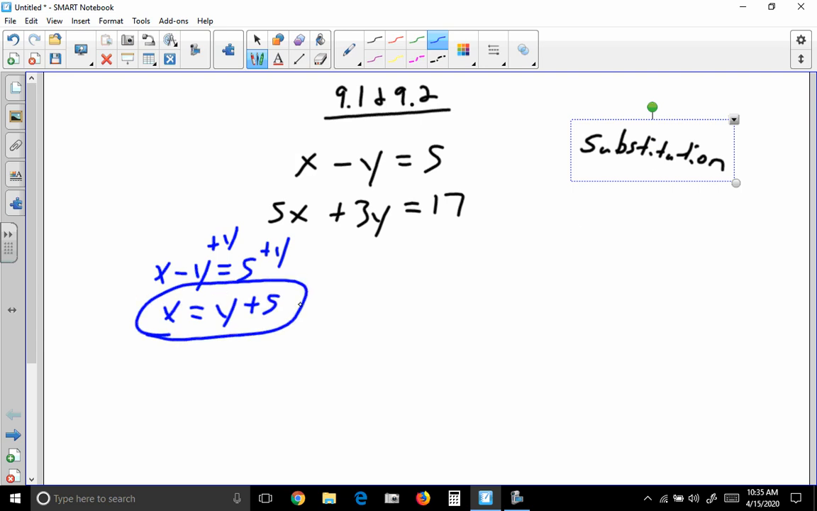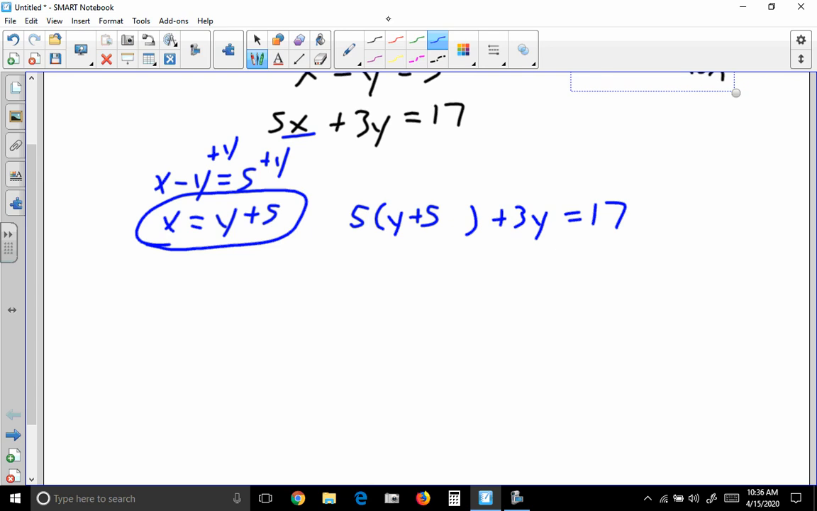Once we isolate a variable, remember this equal sign means these two things are equivalent. So in the other equation, we're going to replace x with an equivalent statement. Instead of calling this 5 times x, we're going to call it 5 times (y plus 5). And then we're going to copy the rest of it down. By doing that, now our equation only has y's in it.